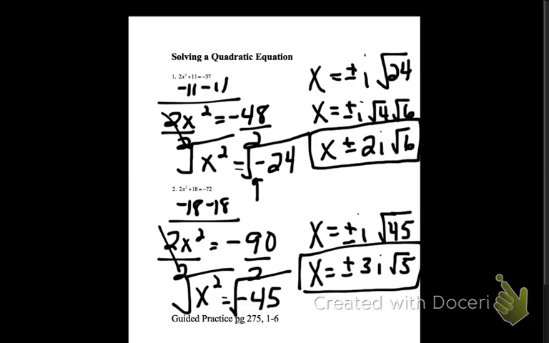I'd like you to go ahead and try the guided practice on page 275, 1 through 6. And I will give you the answers ahead of time so you can check them as you go.